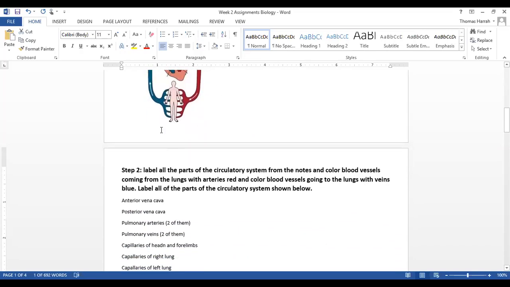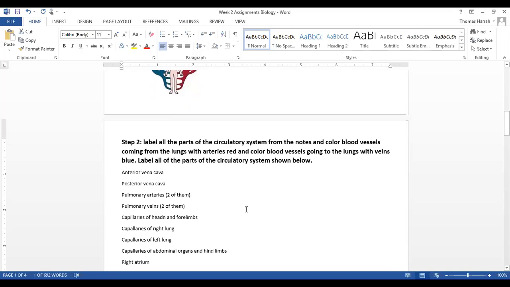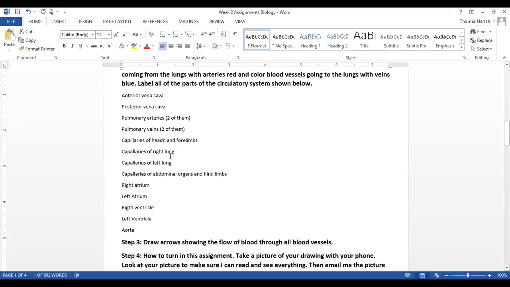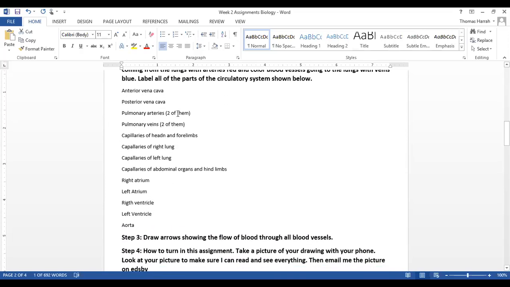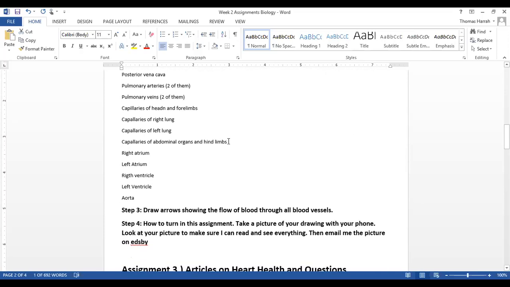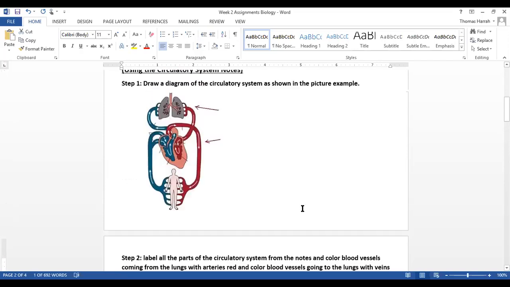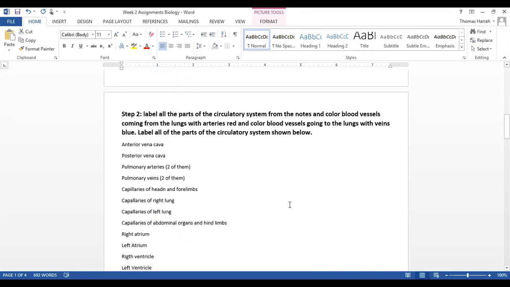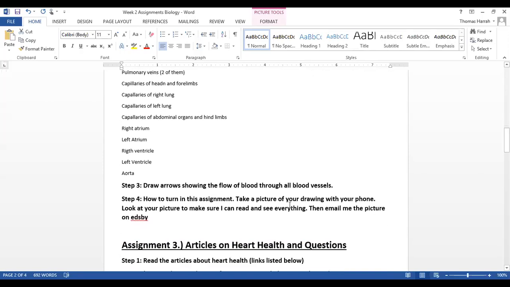So draw that diagram, color code it as I just said, and then you're going to label these parts. All of these parts listed here are shown in your notes. So that's step 2. Step 3, draw arrows showing the flow of blood through the blood vessels. As you can see in this diagram, and as you'll see in the notes, it will show you the way that blood flows through the heart, through the chambers, to the lungs, from the lungs, through the heart, and then to the rest of the body. Add all of those arrows to your drawing. Make sure you do a nice job so I can see everything.